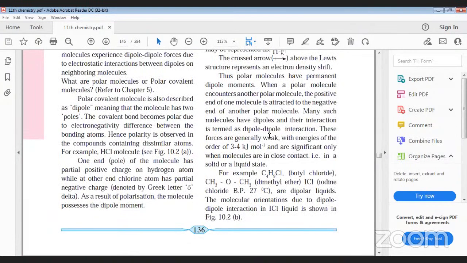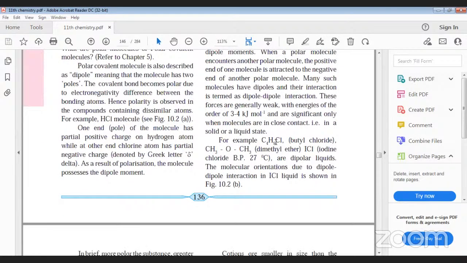Now, the energy which is required for this: these forces are generally weak, very weak forces. The energy is of the order of 3 to 4 kilojoule per mole. So these are not very strong forces, but they have a certain bond energy, 3 to 4 kilojoule per mole.